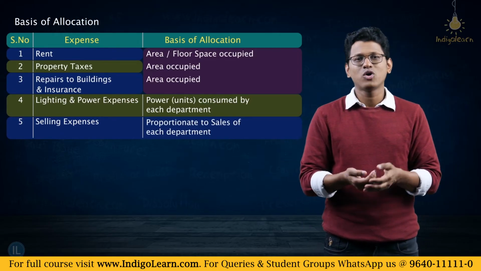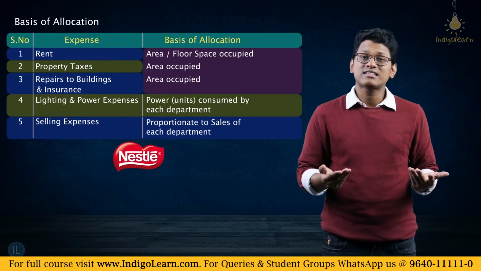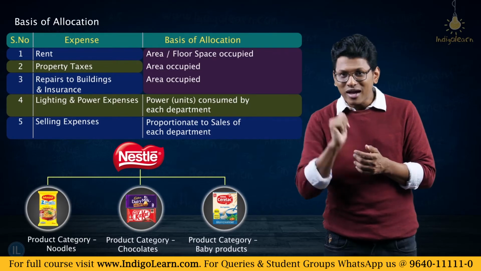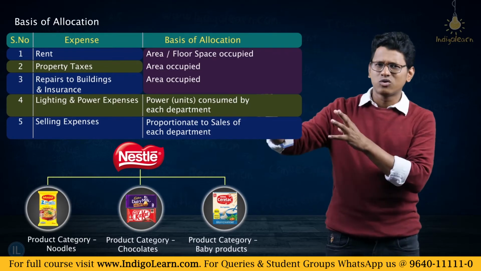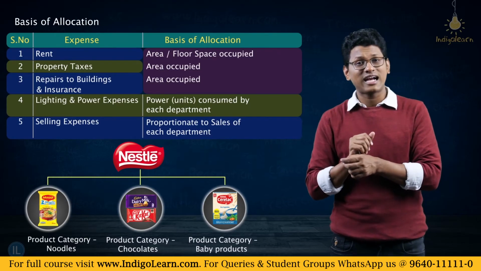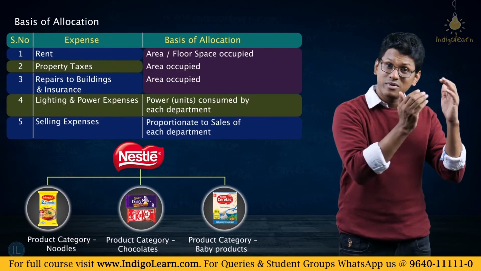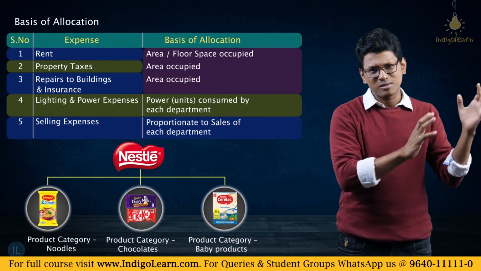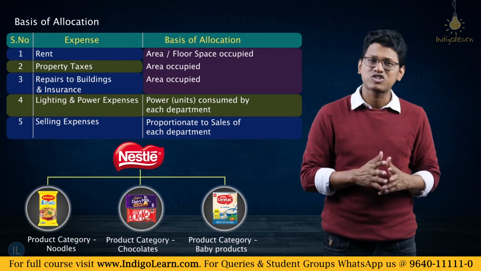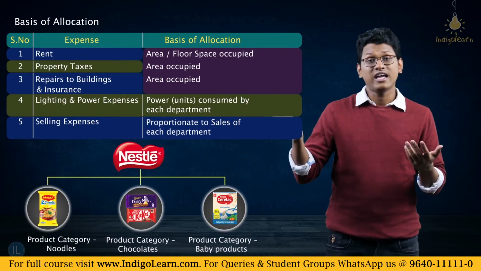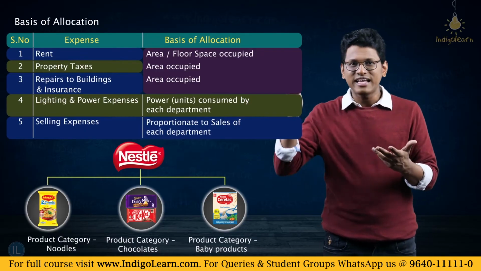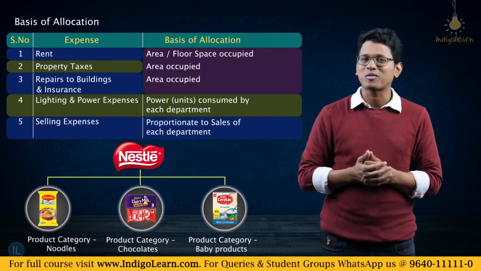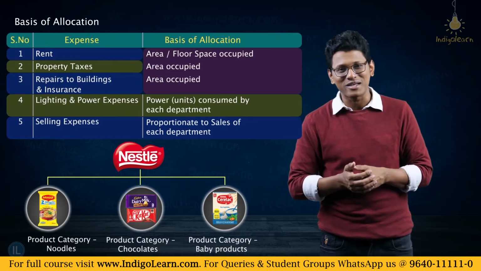Well, let's talk about a company like Nestle. Nestle may have different products which it might be manufacturing, right? One might be Maggi, so let's just call it the noodle segment. Then there might be another category which is into biscuits, and another category which is into baby products. Whatever products Nestle is manufacturing and selling, you may say, hey, let us divide selling expenses in proportion to the sales made by individual departments. That can seem like a reasonable basis.